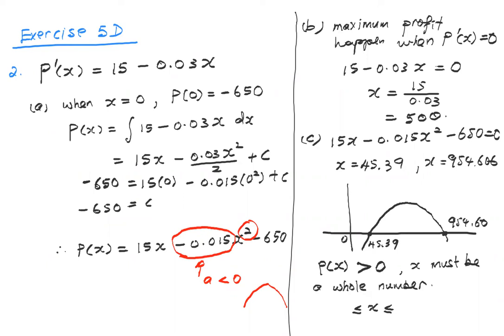For the lower, how should I round? I should round up. So I should write down here 46. And for the upper, I have to round down: 954. Clear? You cannot round accordingly in this case. So that's why I need to sketch the graph and let you have a look at it. Any question?